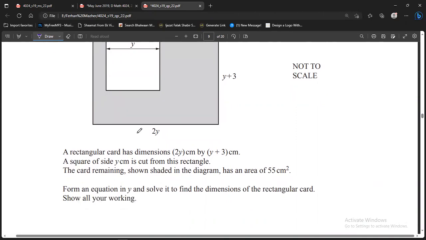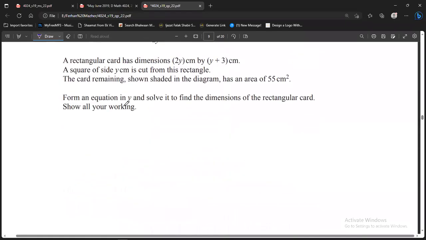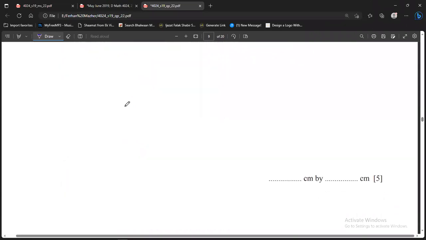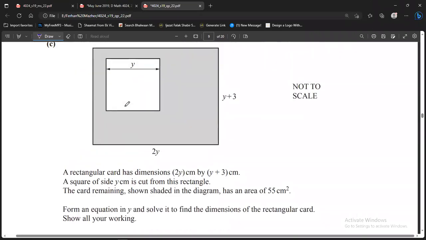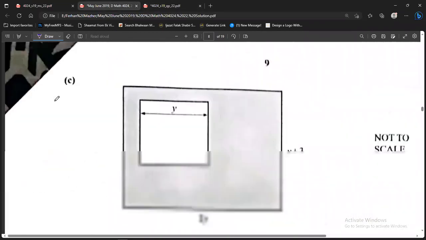Show all your working. Okay. I will find the area of this big rectangle, length multiplied by width, and from it I will subtract the area of this square. That will be y multiplied by y, and that will be equal to 55. And from there I will be able to form an equation and solve it. It's a 5 marks question. Okay, so let me show you how this is done.